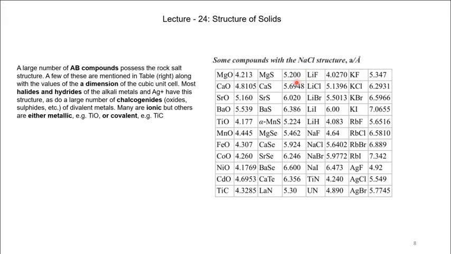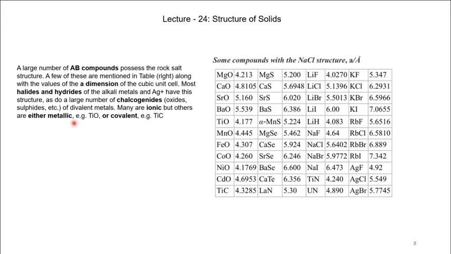Okay, and then we can also see that there are divalent metal atoms. This is a divalent metal atom: magnesium, calcium, strontium, oxides of these, and then sulfides, selenides, and tellurides of these could also be. So here you can see that many ionic compounds can form this type of structure.